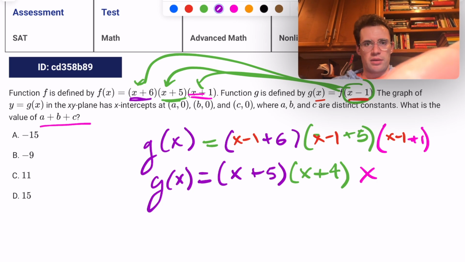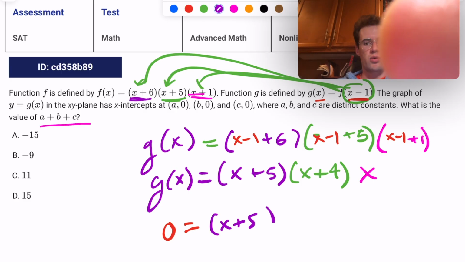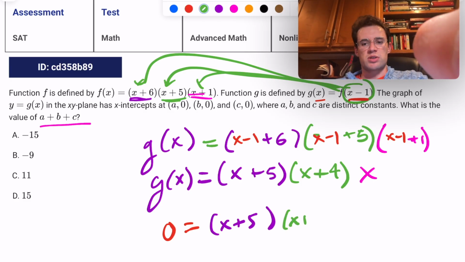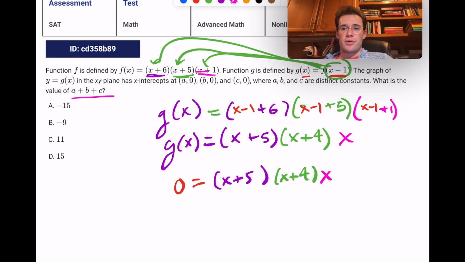So we could just say 0 is equal to the stuff we just wrote out. So the quantity x plus 5 times the quantity x plus 4 times x. And now, right, it's in factored form already. We're just figuring out what are the zeros. It would be when any of these factors, the x plus 5, the x plus 4, or the x, is equal to 0. Because you're multiplying three numbers, their product is 0. The only way you multiply numbers and get a product of 0 is if one of those numbers is 0.